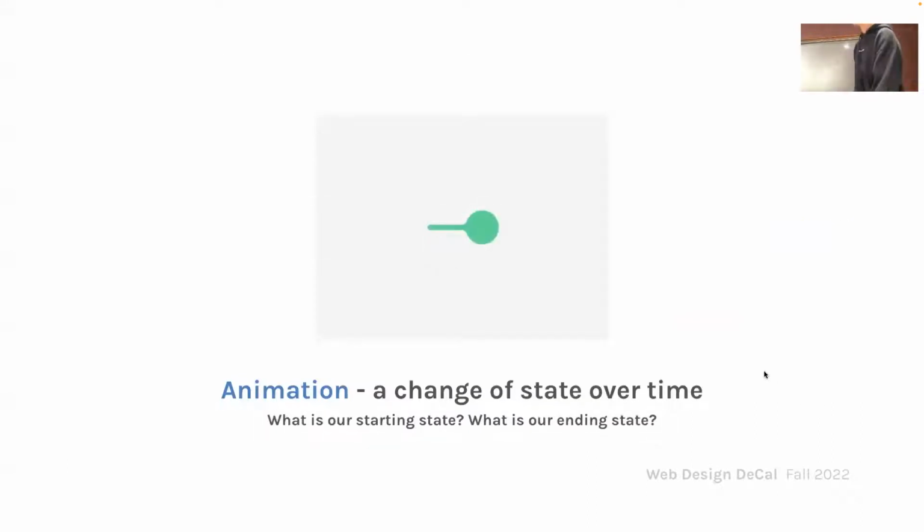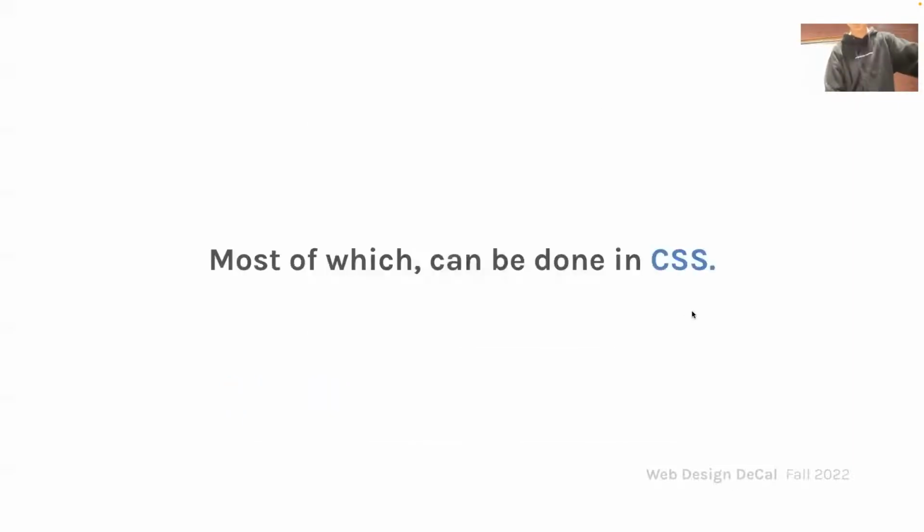Basically, the way you want to think of it is that you establish states, or different frames, through which you want your element to travel. For example, we see that our circle is moving left to right, but there's also some stuff in between. That's what animations are going to do.